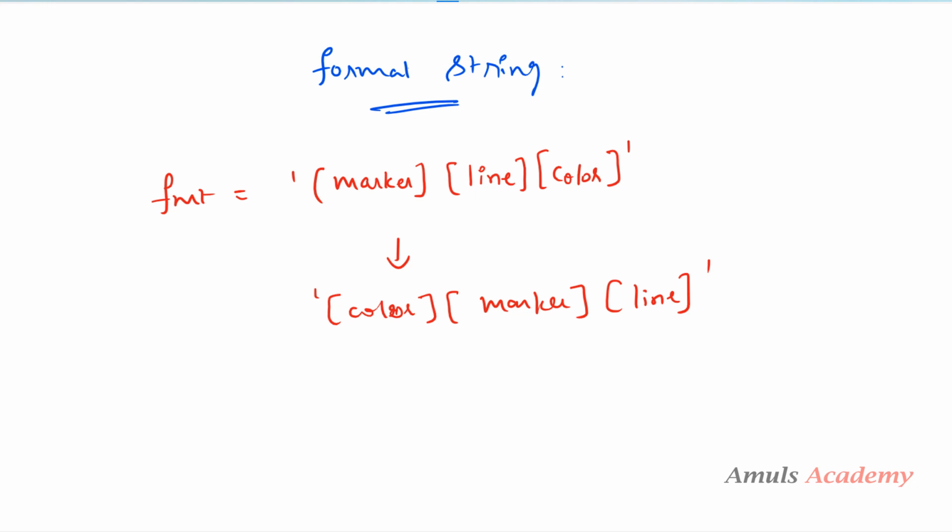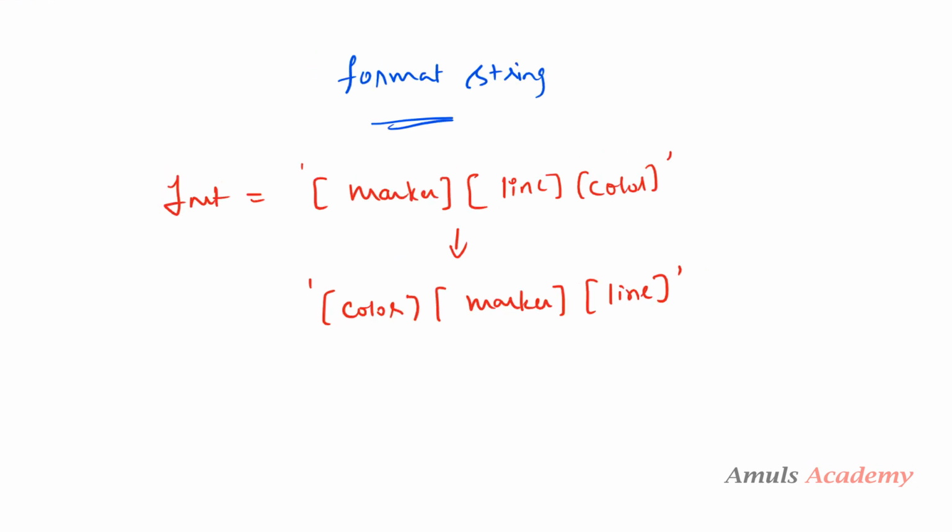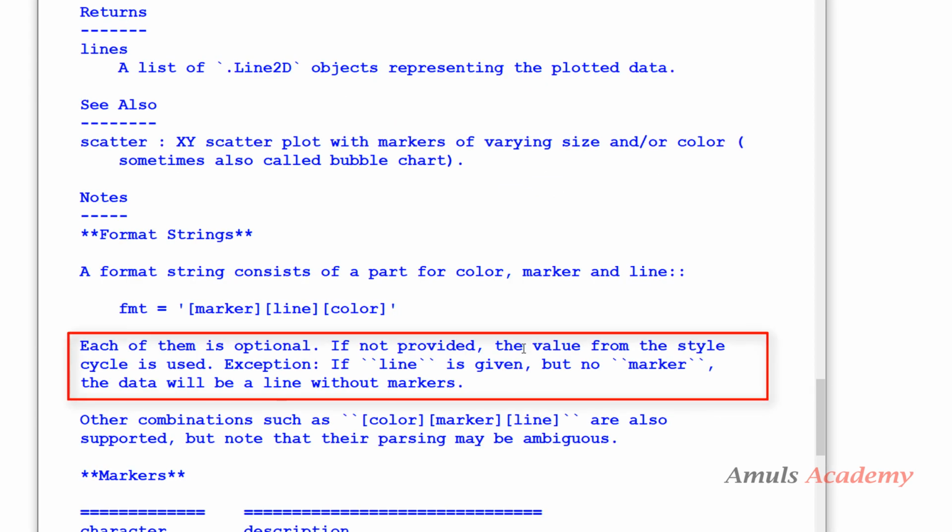Here color is helpful to change the color of the line or marker. Marker will let you select what symbol you want to display at each data point, and line is nothing but the line style. We can have different line styles. As I said, these format strings are optional, so if you don't mention any value, it will take the default value. That is, if the value is not provided, the value from the style cycle is used.